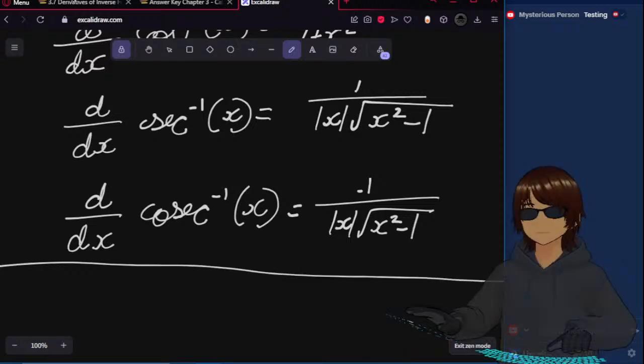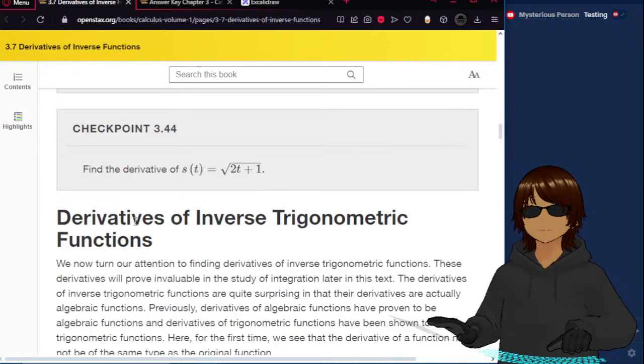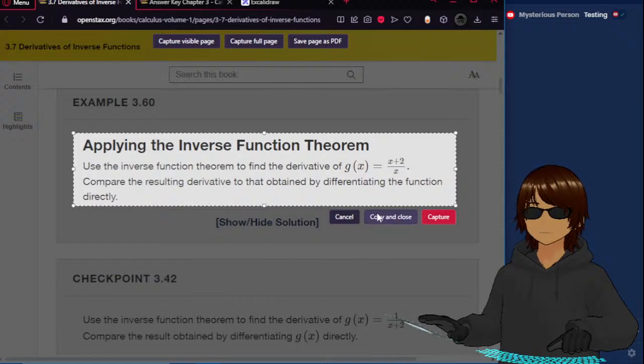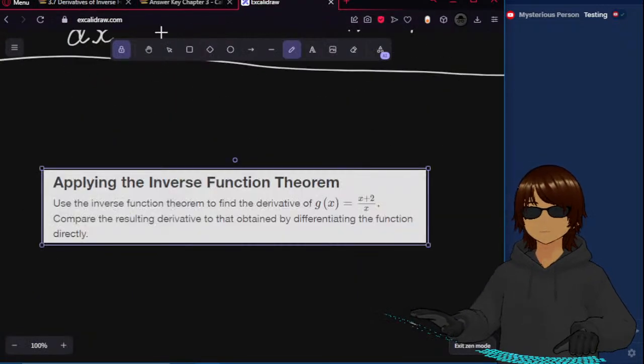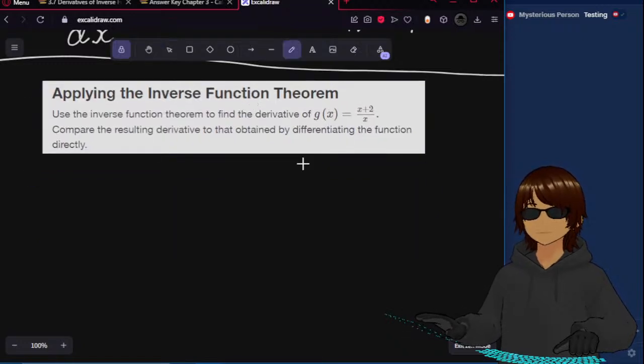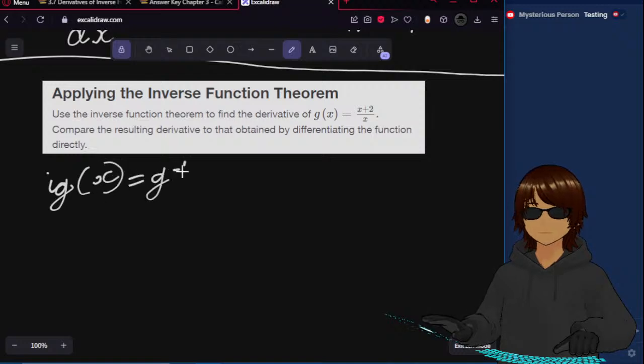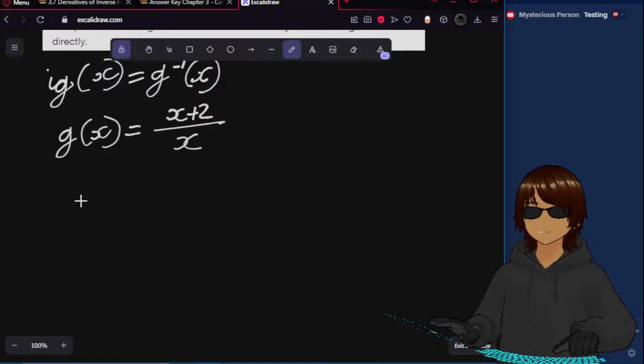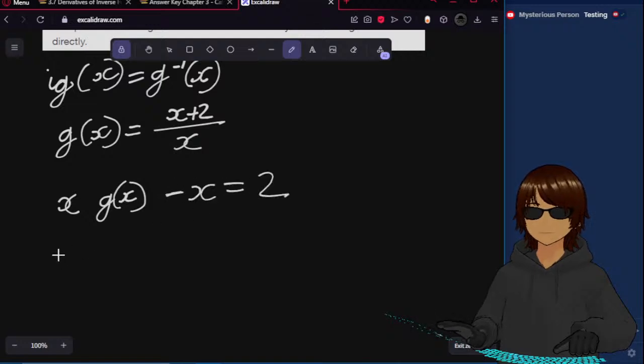Now let's do some exercises. They showed some examples here. Right, let's try doing this. Take a picture. So I will write the inverse function like this because it's easier. So g of x is x plus 2 over x. I'm gonna do this x and then minus is 2 and then take the x out.